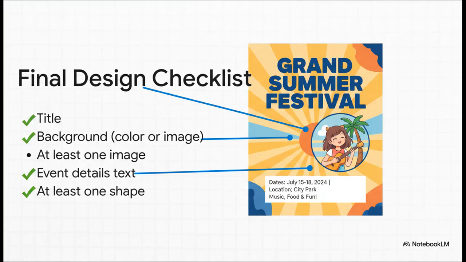But before we do that, let's just do a quick final check. Does your flyer have a main title? Yep. A background? Check. At least one image and all the event details? Got 'em? Maybe a cool decorative shape or two? If you can tick all those boxes, you are ready to go.